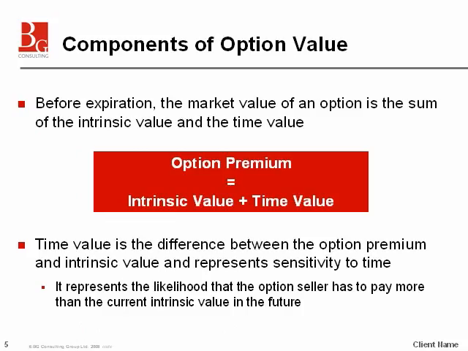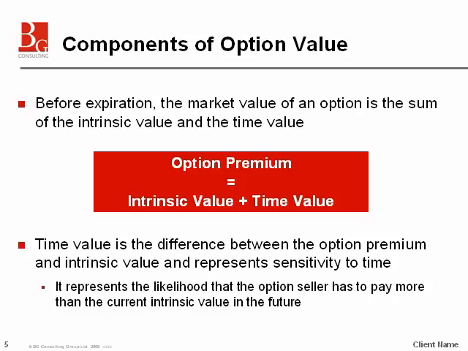The option premium prior to expiration is comprised not only of intrinsic value, if any, but also time value. The time value of an option is the portion of the option premium that is attributable to the amount of time remaining until the expiration of the option contract. Time value is the difference between the option premium and its intrinsic value and represents the likelihood that the option seller has to pay more than the current intrinsic value in the future. The longer an option's time to expiration, the greater its time value, all else being constant, since the price of the underlying asset has more time to move in the forecasted direction.